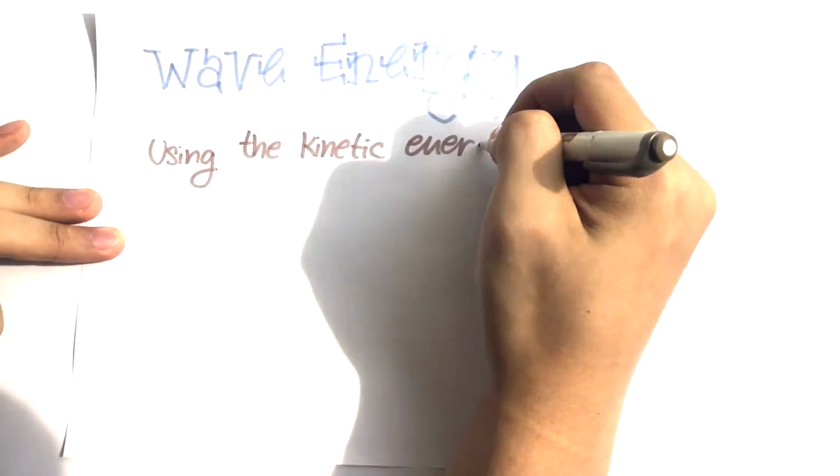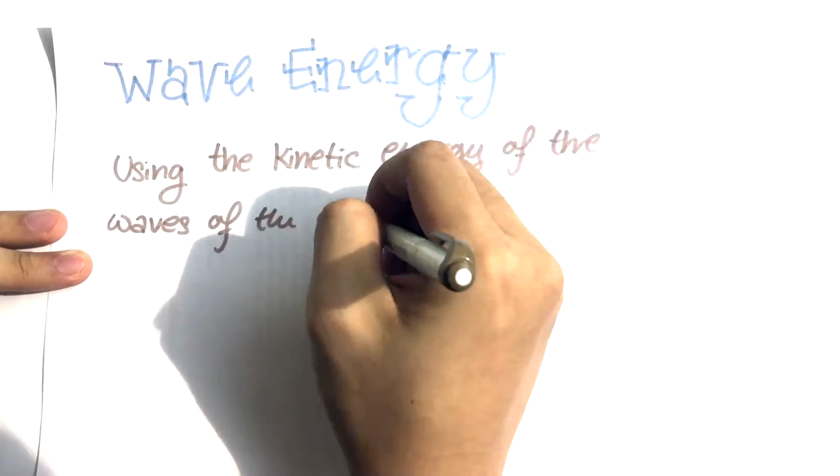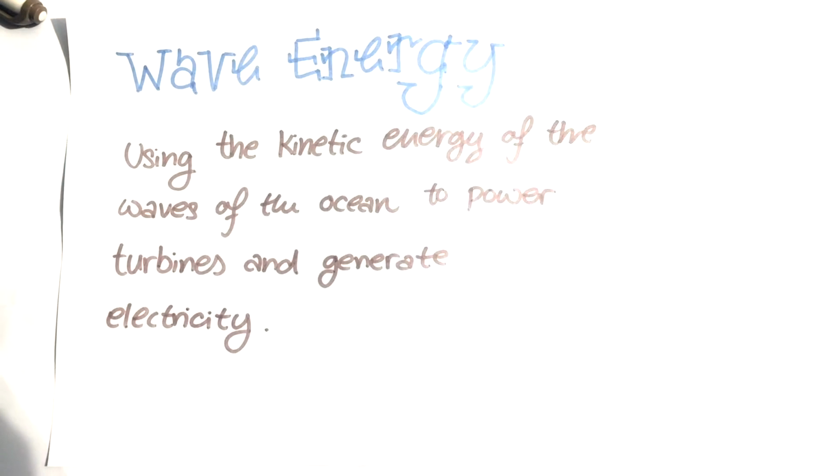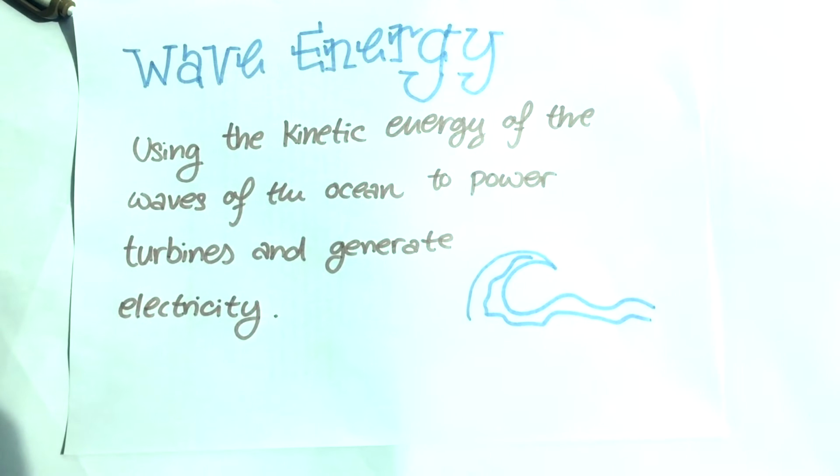Firstly, let's look at wave energy. Basically, the main principle is that you use the kinetic energy produced by waves to run a turbine that will in turn generate electricity, and then this electricity can be used. Let's look at the working principle of how wave energy can be turned into electricity.